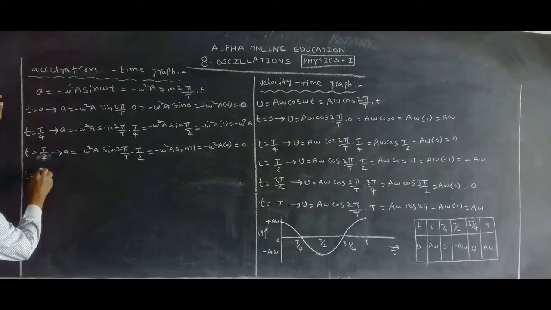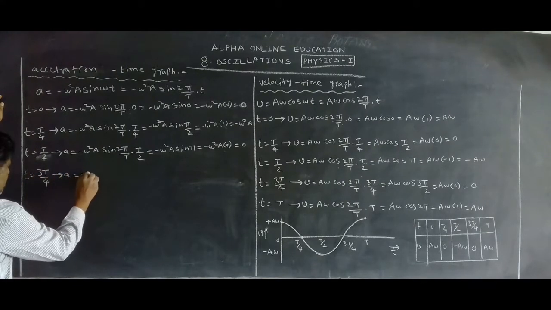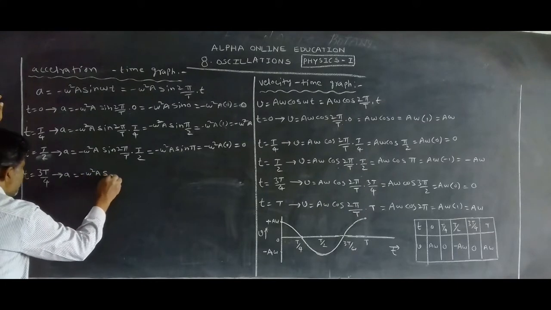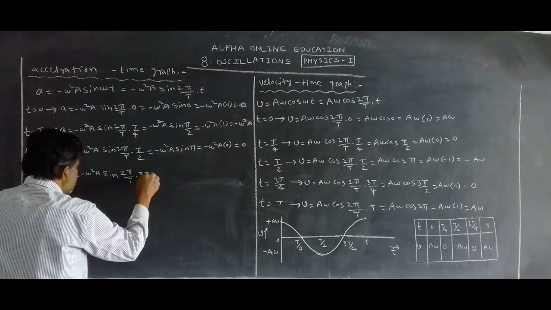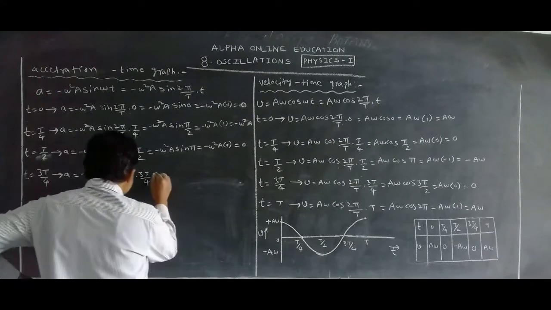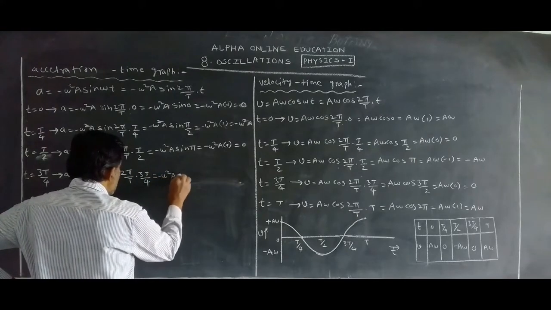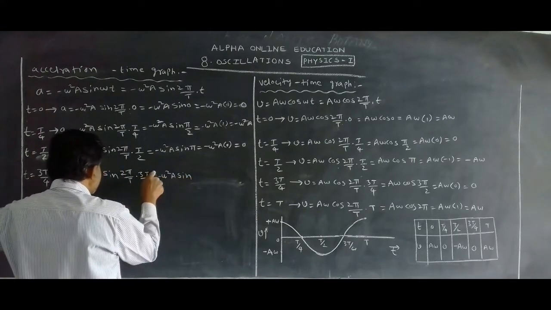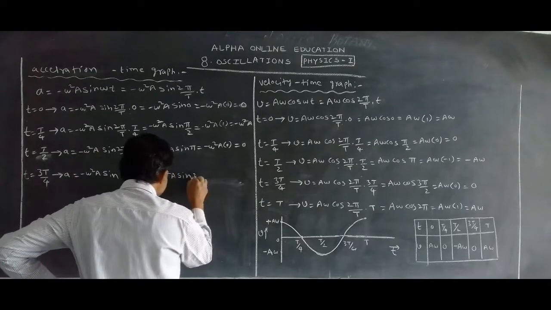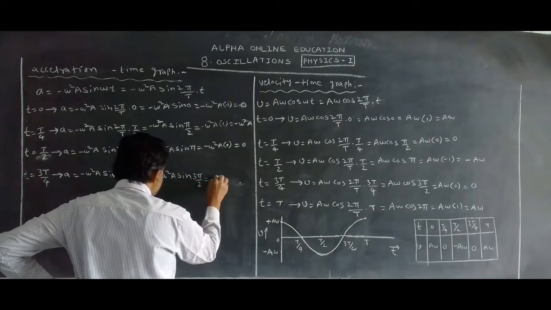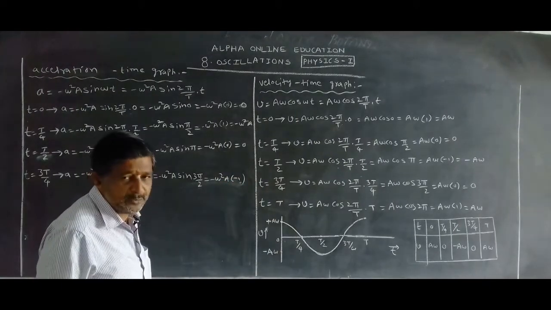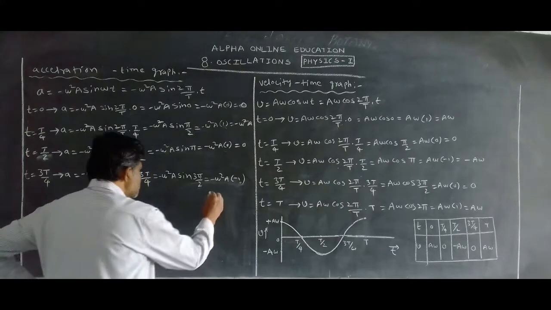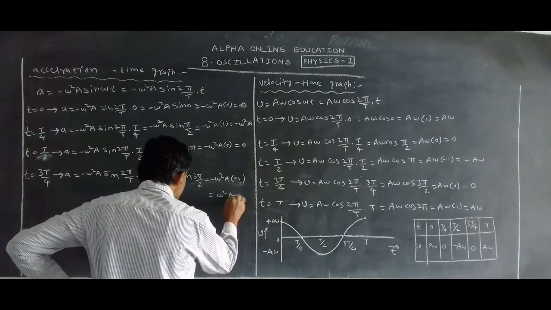And next step, t is equal to 3T by 4. Then a is equal to minus omega square a sin 2 pi by T into 3T by 4. T cancels, 2 cancels, sin 3 pi by 2. Sin 3 pi by 2 is how much? Minus 1. Sin 3 pi by 2 means sin 270. So answer is omega square a.